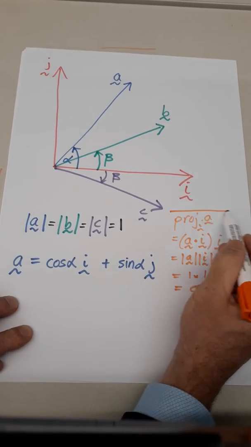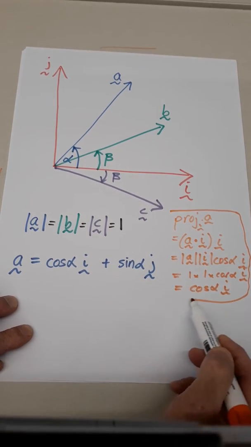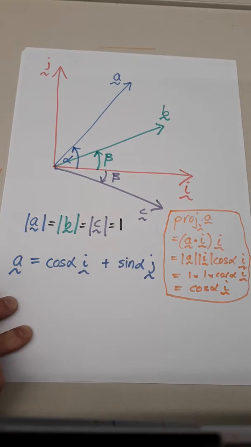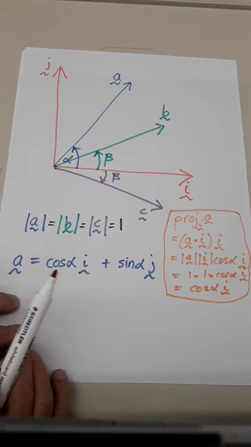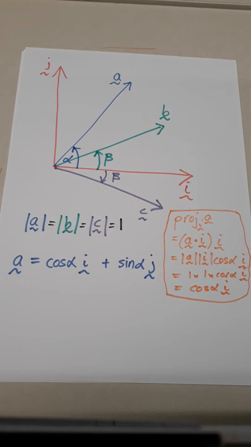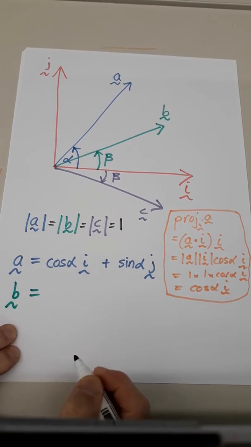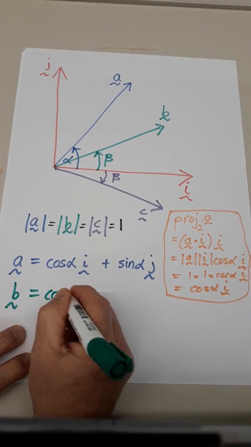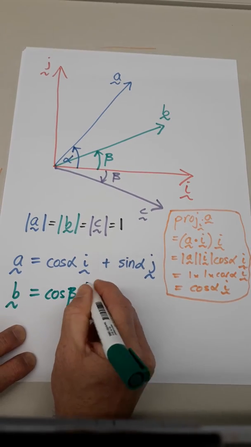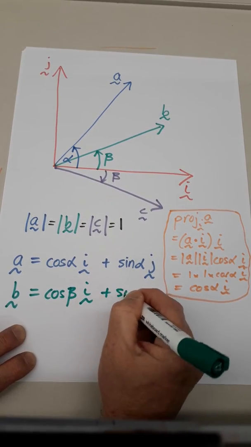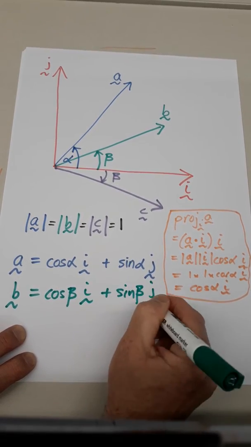I could do a similar process and work out the projection of A onto J, and it would turn out that it's sine alpha times J. So let's just accept that. And under those circumstances, it's quite straightforward to see that vector B can be written in component form as cos beta times I plus sine beta times J.